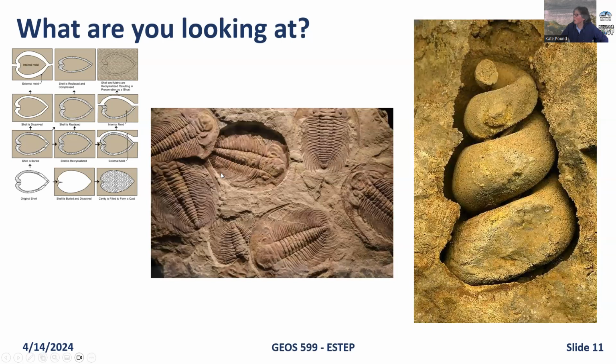Or also just what has happened. So over on the right, when I look at this, can we see the actual shell? No, not at all. That is completely dissolved. So what we're looking at here is an internal mold. And in this case, this is an internal mold for a gastropod. That's the word for a snail of some kind.